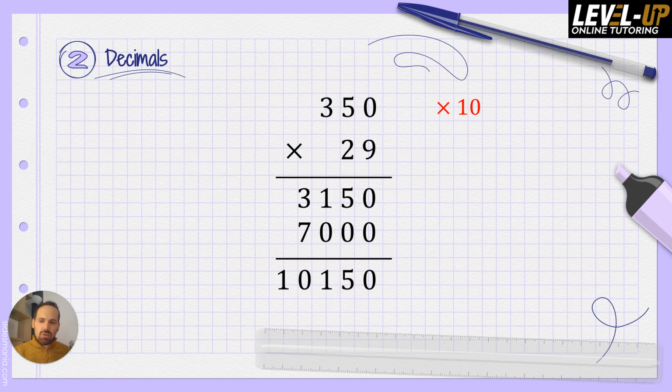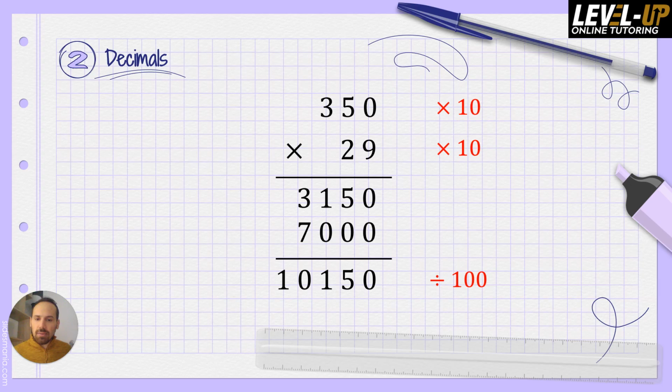Likewise, we didn't want 29, we wanted 2.9. And so that number's also been multiplied by 10. And so we've got two numbers now that are 10 times bigger than they should be, and we multiply them together. It's producing a number that is 100 times bigger than the answer we actually want. So that 10,150 is 100 times bigger than what we actually want.